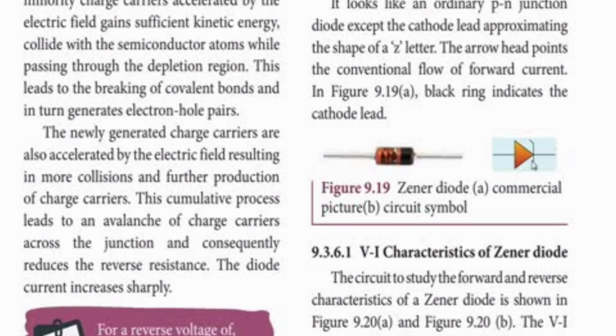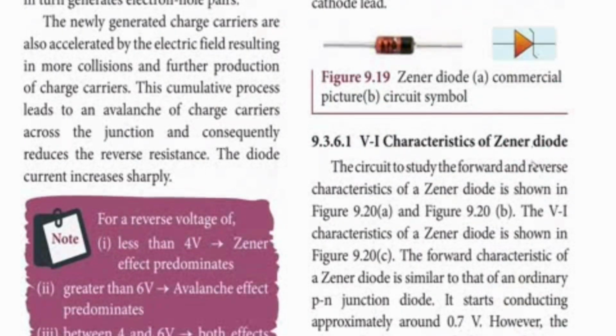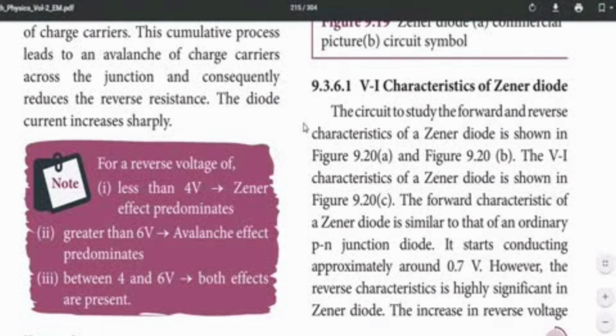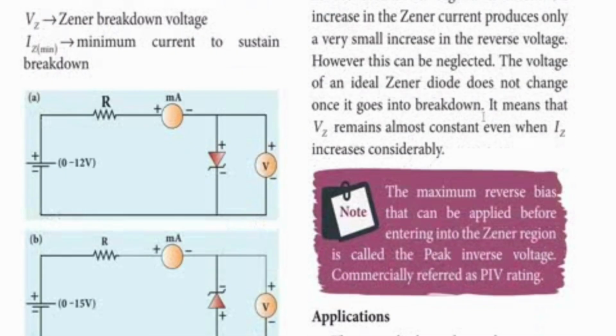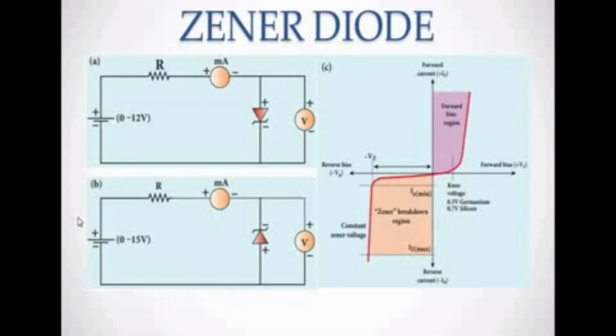So in the circuit, this symbol is used. Okay, now we are going to study the VI characteristics, that is, the potential-current characteristics of the Zener diode. See the circuit diagram. The diode is connected in the forward bias condition. Forward bias means the positive terminal is connected to the positive terminal of the battery, and the negative terminal is connected to the negative terminal of the battery.